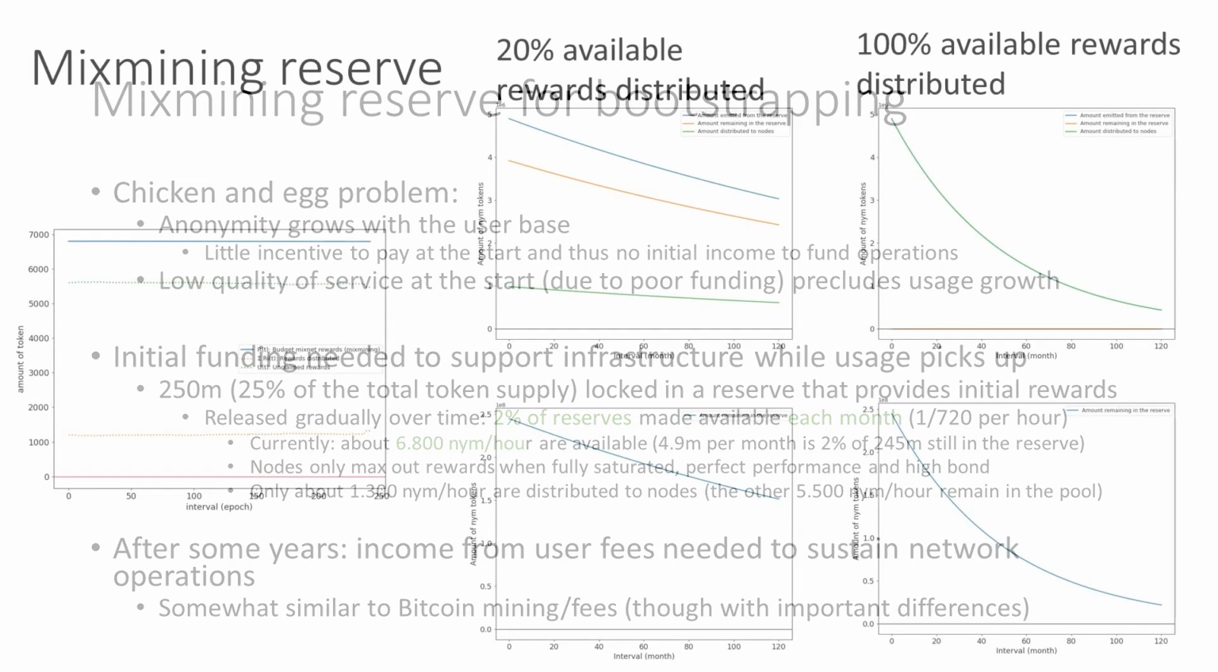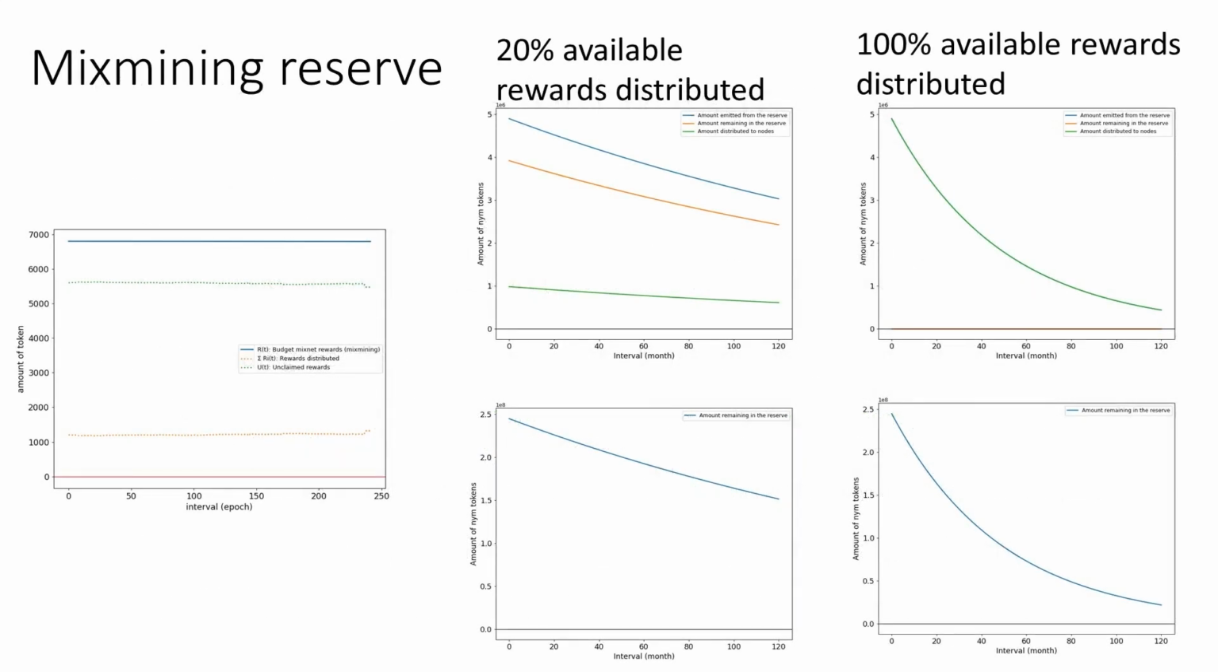Okay, so this is how it looks right now. This is the 6,800, the blue line. This is what is made available in each of the hours. This is like 250 hours here, about 10 days. Then the orange line is what is effectively distributed. And the green line is the part that was potentially available for rewards, but was not distributed, so it stays in the mixed mining pool.